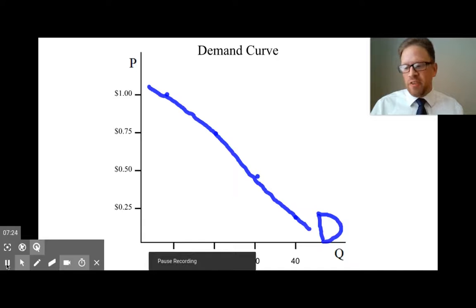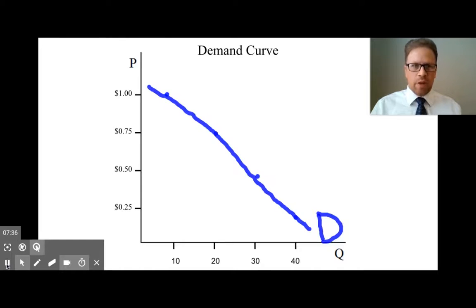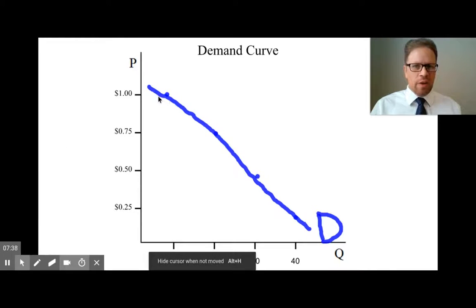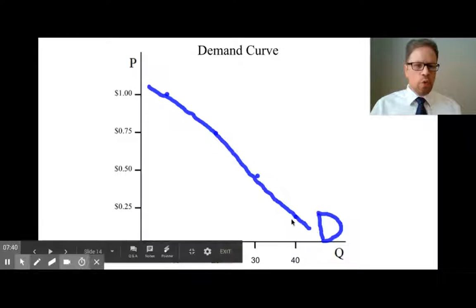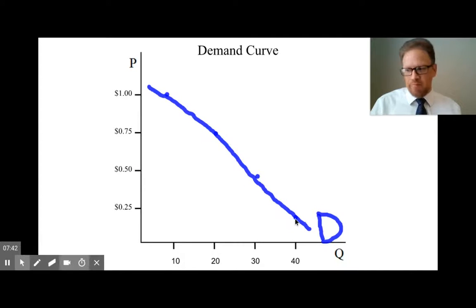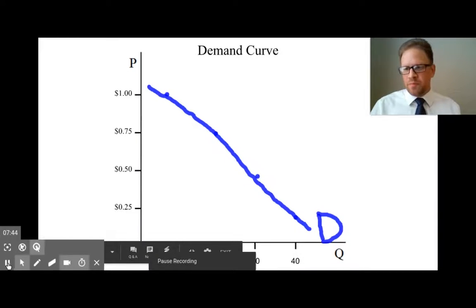Demand is actually influenced by the law of demand and also the law of diminishing marginal utility. The law of demand just simply says more of a good or service will be demanded at a lower price than at a higher price. People want less Mountain Dews for $1 than they do for 25 cents. That's basically all the law of demand says.